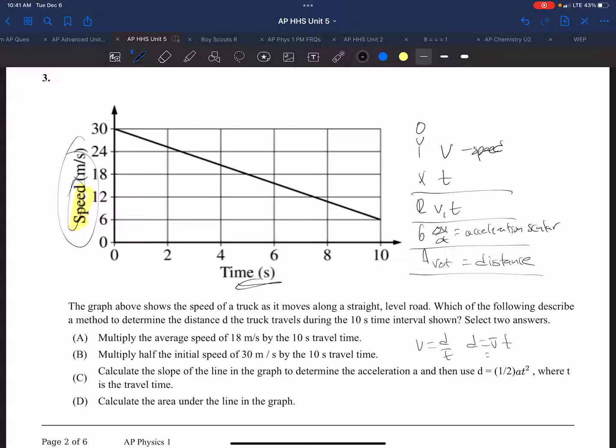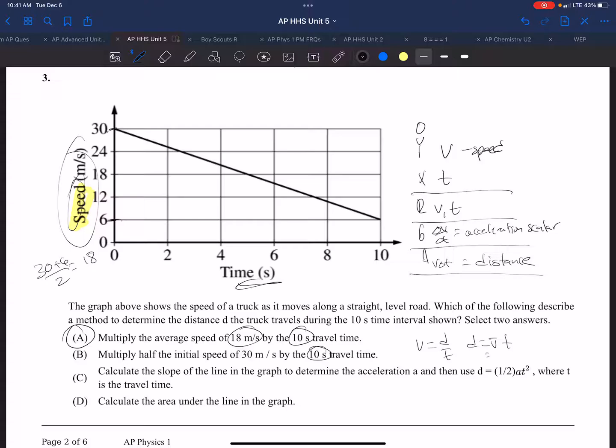So is the 10 seconds true? It is 10 seconds. And is the average speed 18? We start at 30, we end at 6. So 30 plus 6 over 2 is 18. So it looks like that's a valid method.